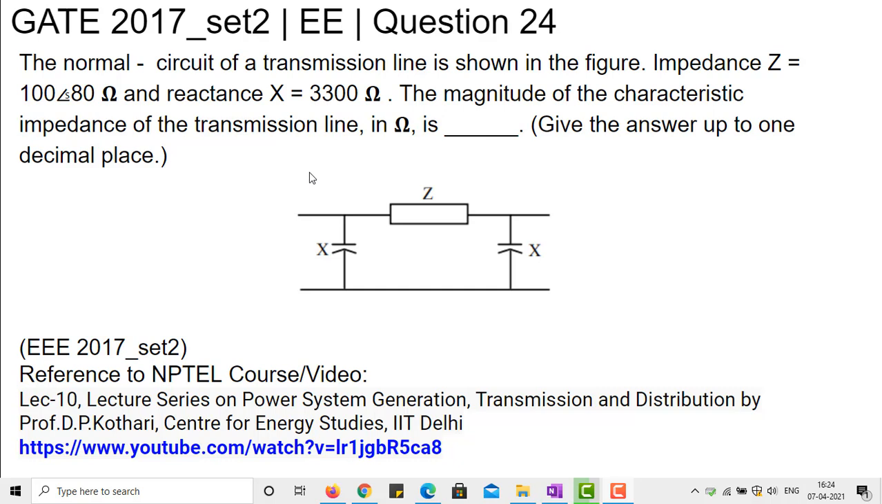Welcome all. Now I am going to discuss question number 24 from the GATE 2017 paper set two, Electrical Engineering. The nominal pi circuit of a transmission line is shown in the figure. The impedance Z is equal to 100 at an angle 80 degrees ohms and reactance X is equal to 3300 ohms. The magnitude of the characteristic impedance of the transmission line in ohms is.